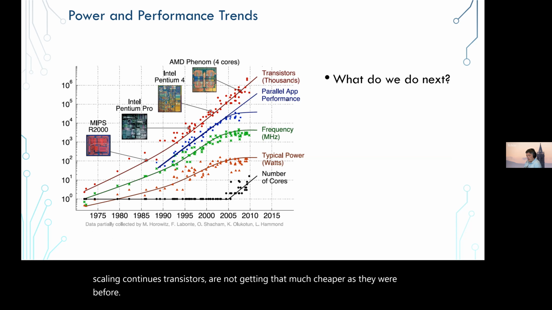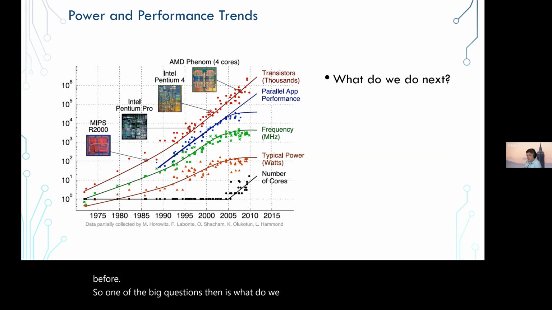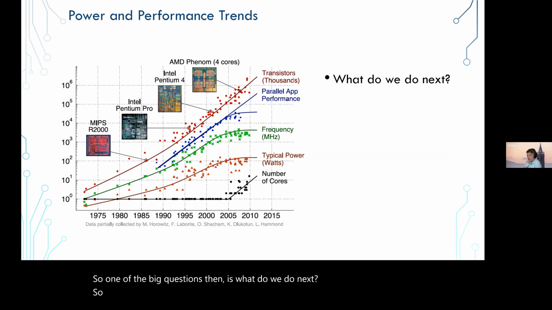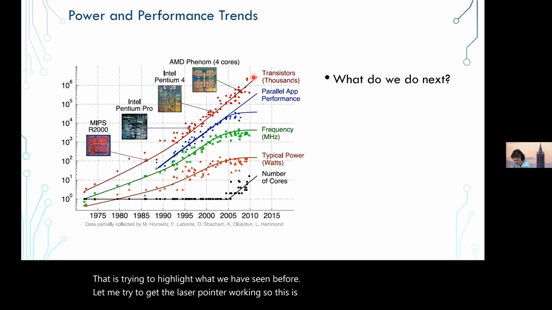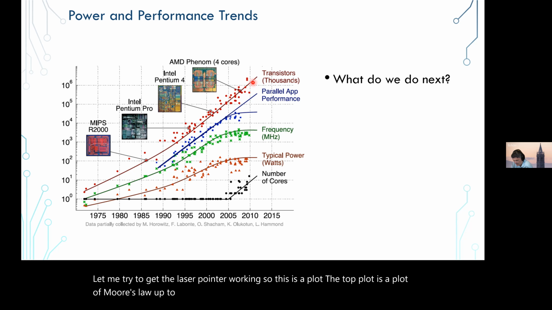So one of the big questions then is, what do we do next? This is a plot of power and performance trends that is trying to highlight what we have seen before. Let me try to get the laser pointer working. So this is a plot. The top plot is a plot of Moore's law up to roughly 2010, and it has continued, although we're seeing some flattening after 2020.